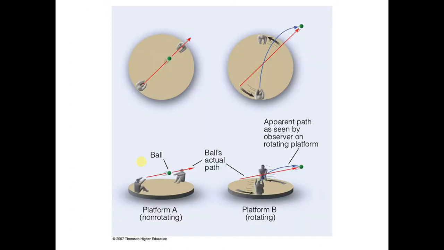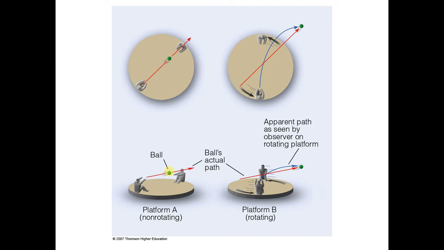To help you understand the Coriolis force better, think of a rotating merry-go-round example. Now first, if the merry-go-round is not rotating, it's not moving, a ball thrown from one person to the other would move in a straight line. Okay?